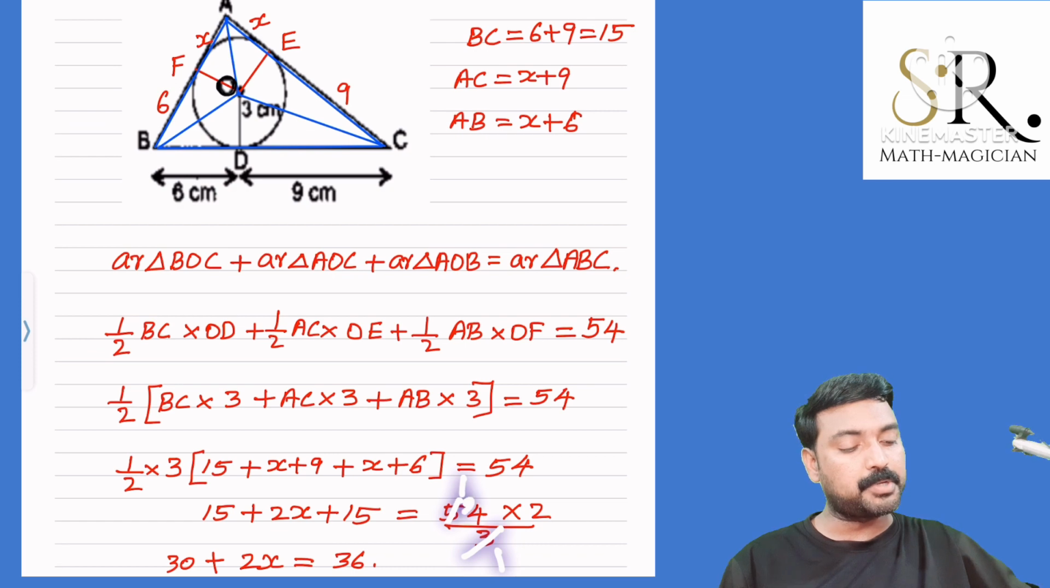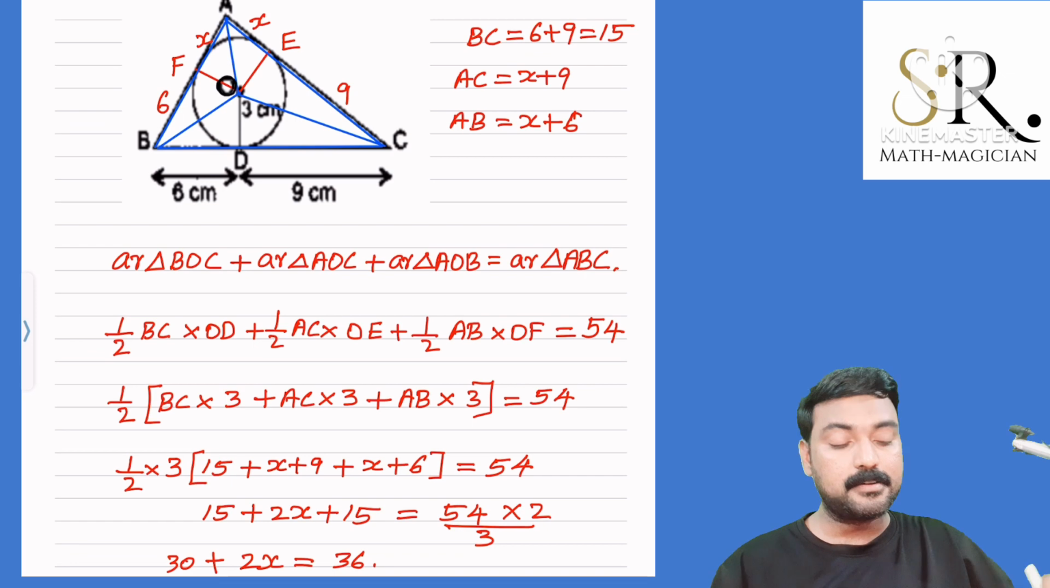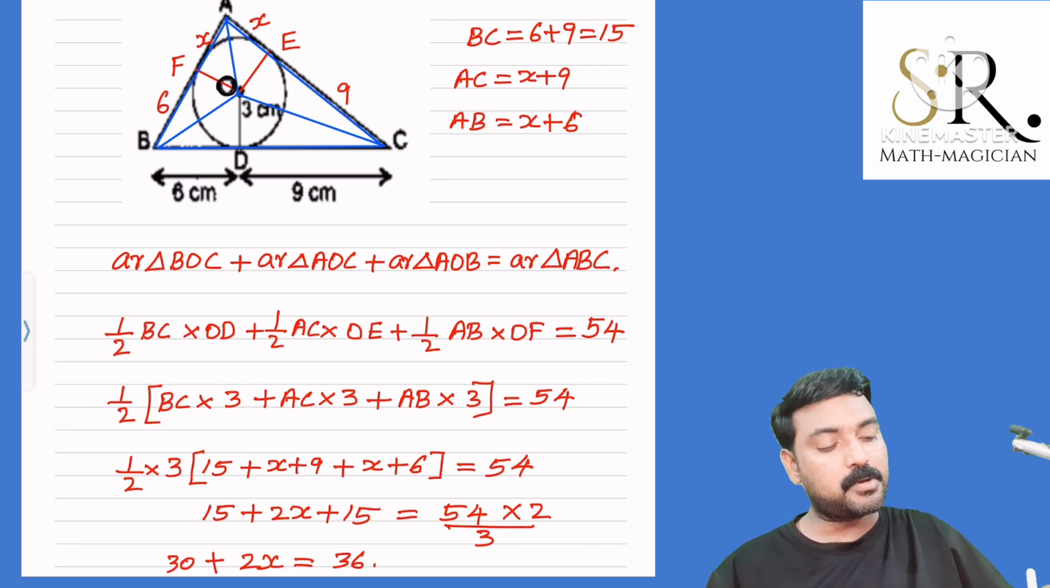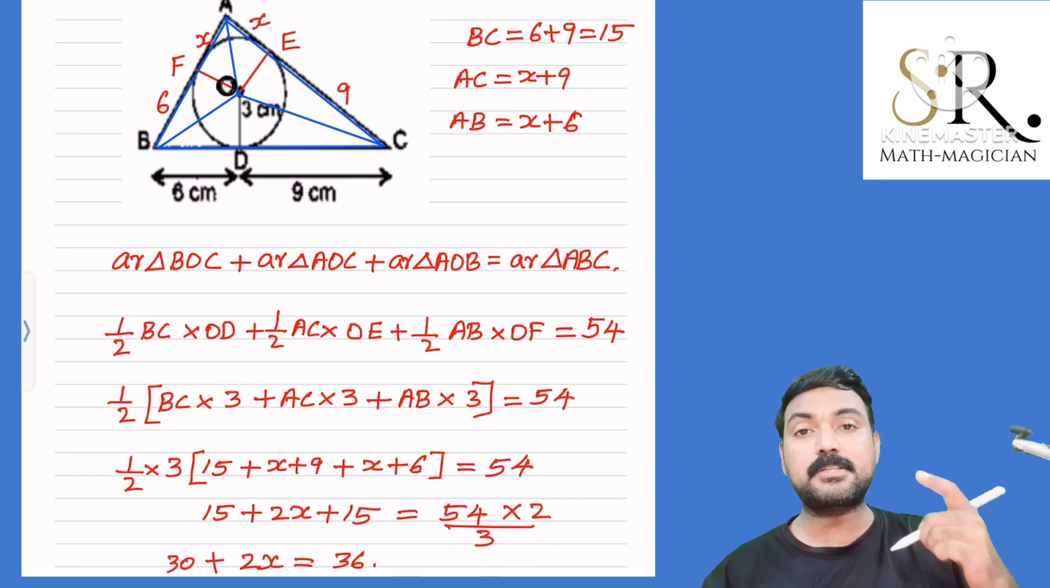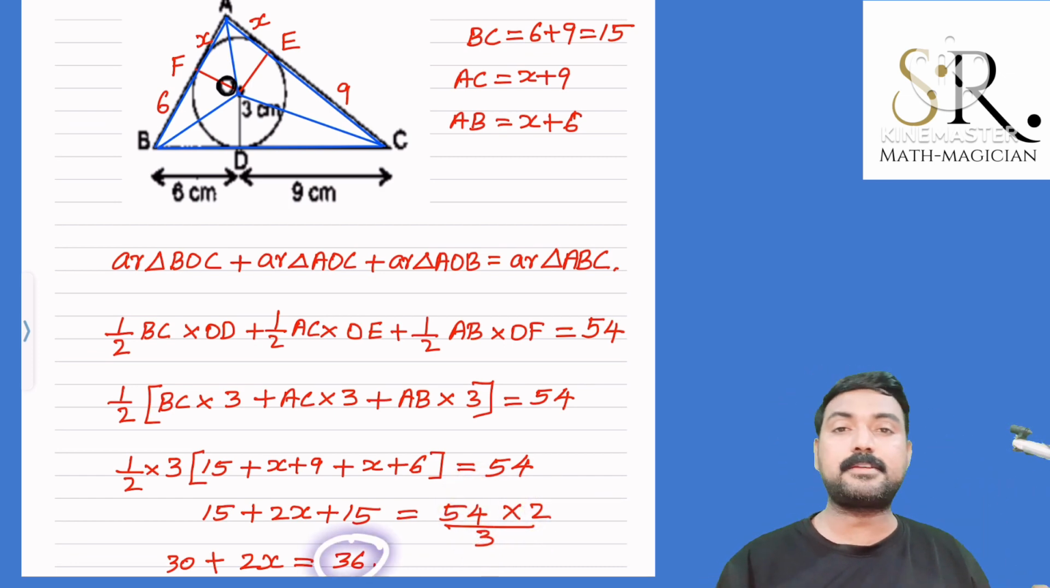54 into 2 over 3. 54 and 3 we cancel. 54 divided by 3 is 18. What is 2 into 18? 2 into 18 means 18 doubled, that means 36. So we got 36 on the right side.